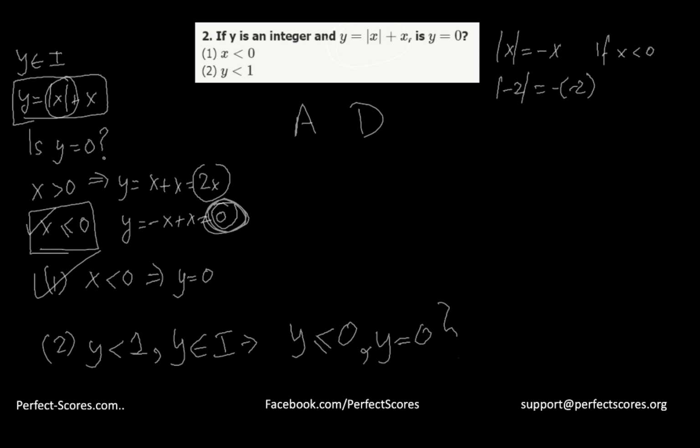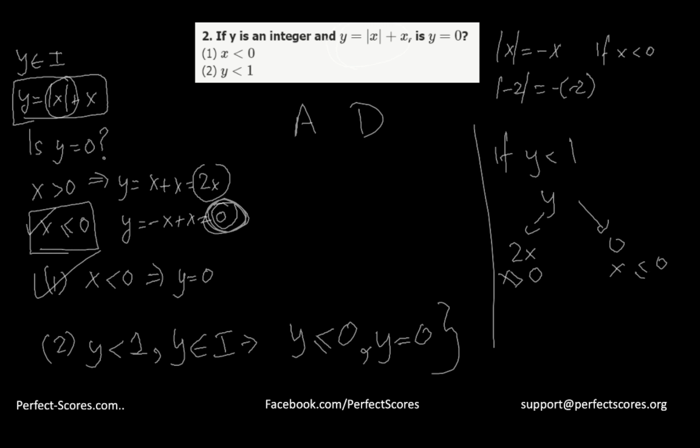Just to repeat the second statement again, if y is less than 1, what all values can y take? Y can take the value of 2x where x is positive, or y can take the value of 0 where x is negative or less than or equal to 0. So that means here y can either take positive values or it can take 0. And in this case it says y is less than 1, which means y has to be 0.